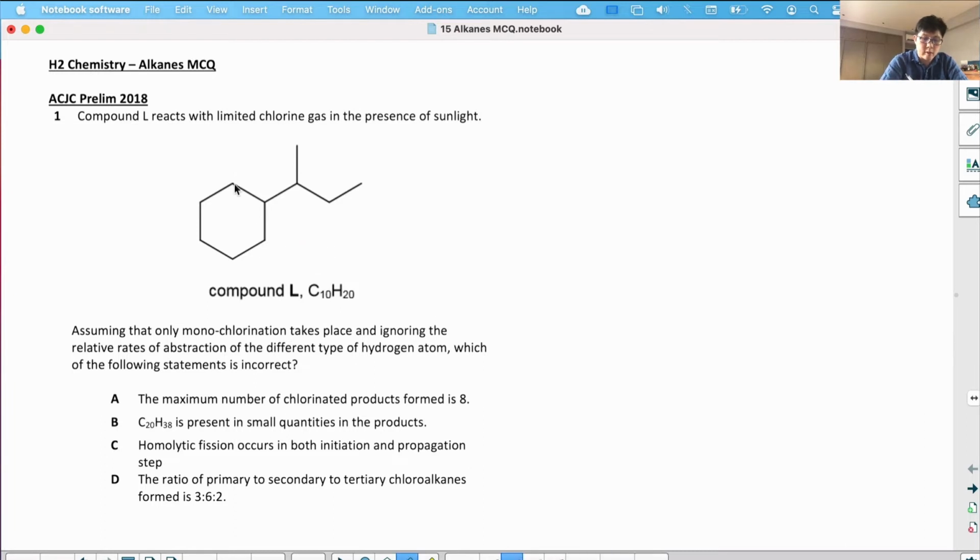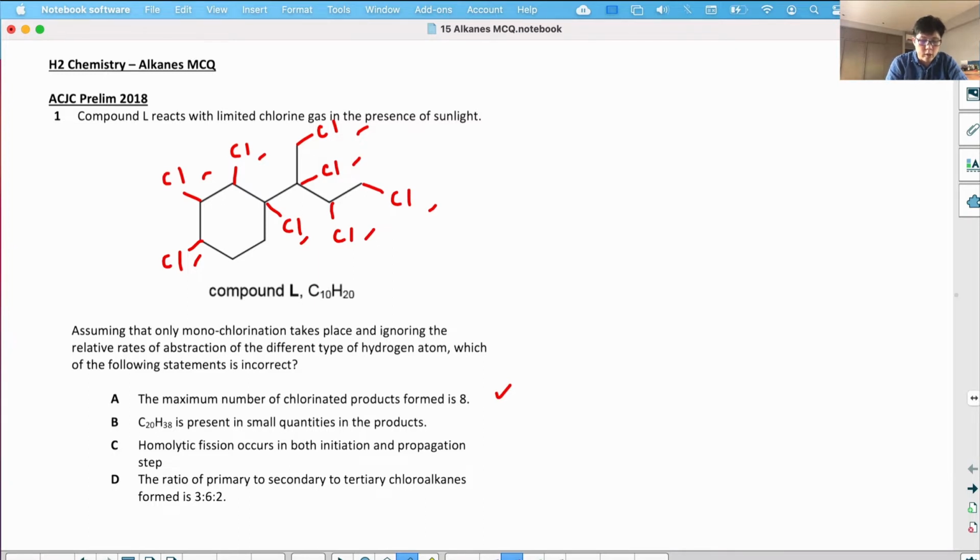So I'm going to substitute a H with a Cl over here, or it could be here, or here, or here, or here, or here, here, or here. These will give you the different types of chlorinated products. So let's count: 1, 2, 3, 4, 5, 6, 7, 8. So this statement is actually correct.